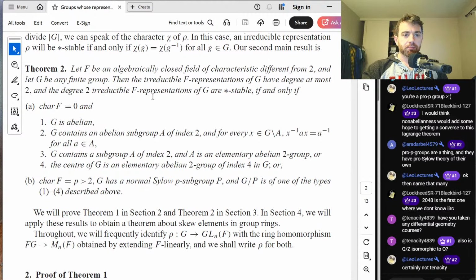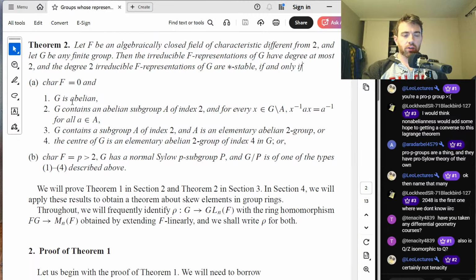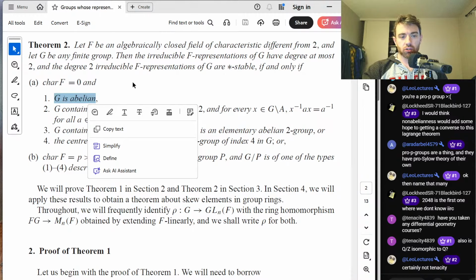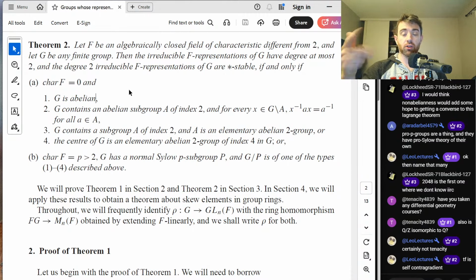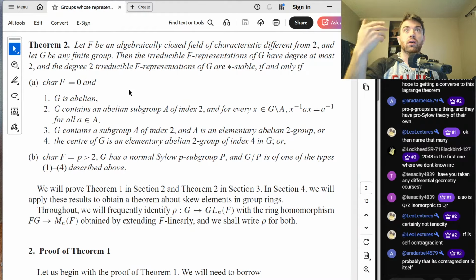Yeah, so here's a nice classification. G is abelian, so we already know those are all the one-dimensional ones. Therefore, any non-abelian group that fits into this classification is going to have a representation of degree 2, right? Because these are representations that have degree at most 2, and if it's non-abelian, it has to have a representation of degree greater than 1. Therefore, these are going to be the groups that have a representation. So we could view this as a kind of Sylow theorem, if you like.